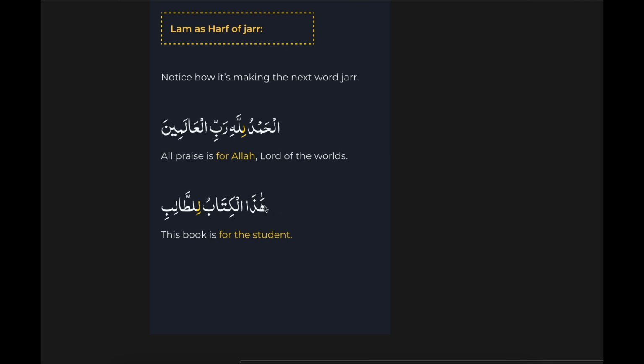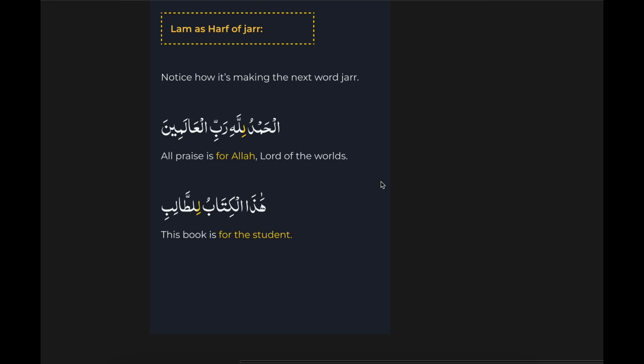Let's see another example. Hadal means this. Al-kitab means the book. This book, lit-talibi. Lam. Is it an emphasizer or harf of jar? The next word, at-talibi, clearly shows the jar ending, which tells us that lam is working as a harf of jar here, not an emphasizer. So, this book is for the student.